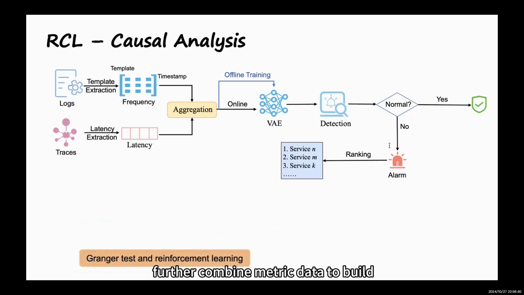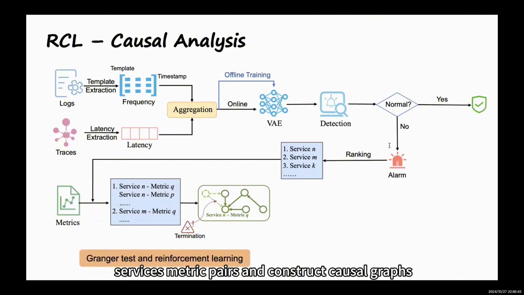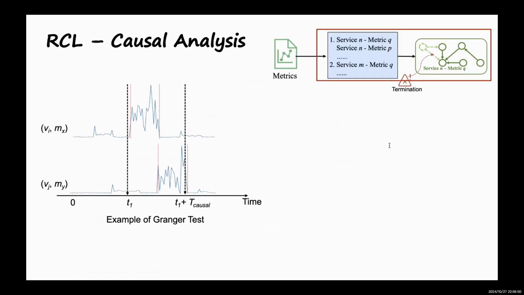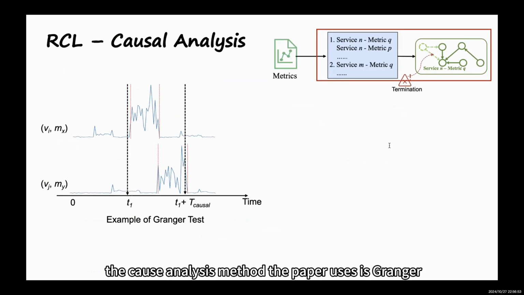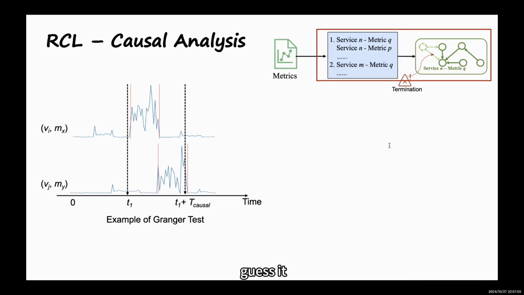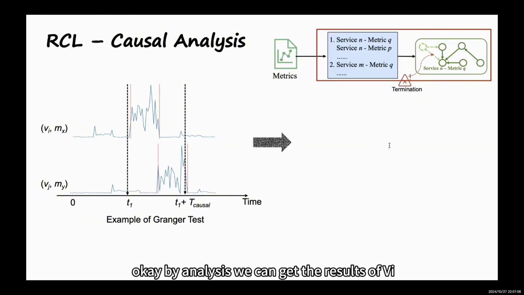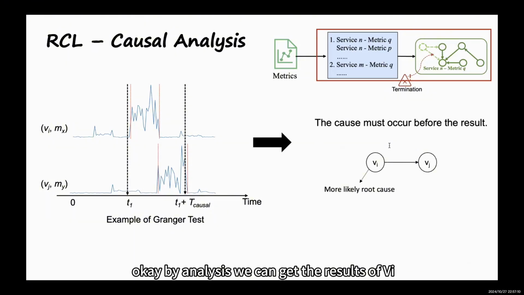We further combine metric data to build service-metric pairs and construct causal graphs. The causal inference method the paper uses is Granger causality, which examines the relationship between service VI and VG. By this method, we can get the result of VI leading to VG. What's more, the cause occurs earlier than the result, so VI is more likely to be the root cause, which is also the basis for subsequent pruning.